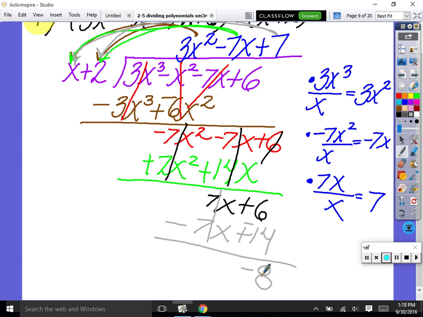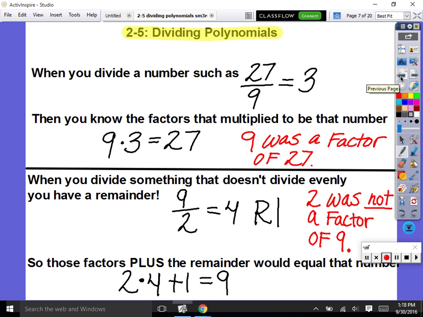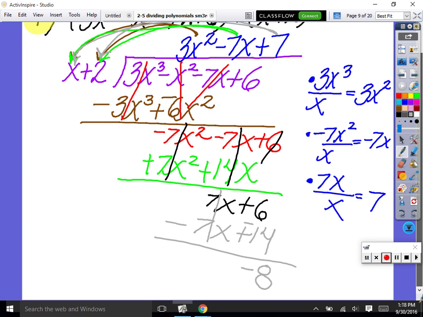We could still divide it though, just like we could divide that 9 by 2. So our remainder is negative 8. This is how we write it. Just like in that first, easy example, we take this and add our remainder. So we have this polynomial, and then plus our remainder. So plus -8, but it's not just plus -8. It's -8 over x plus 2.